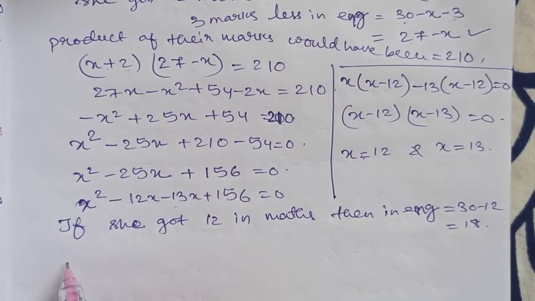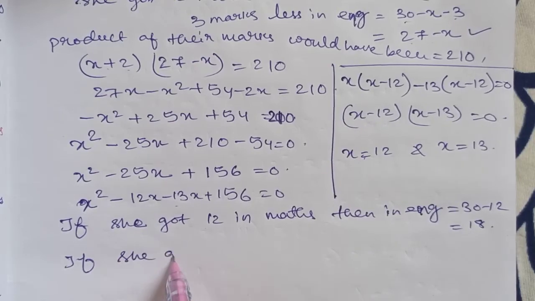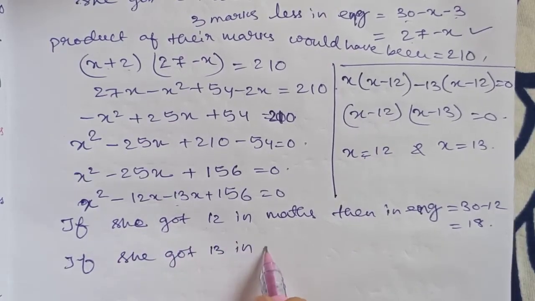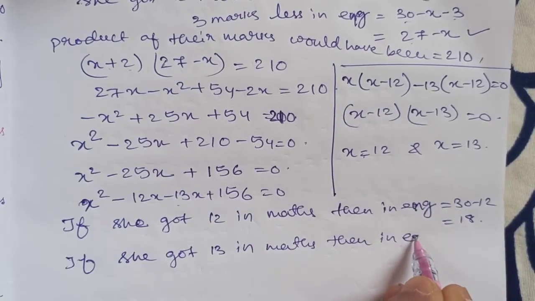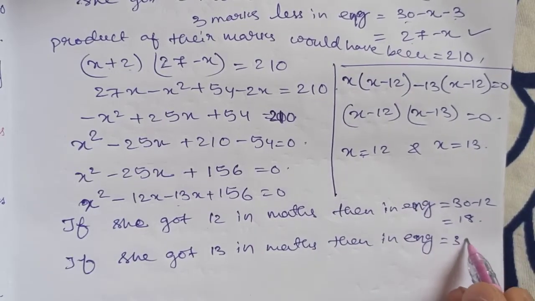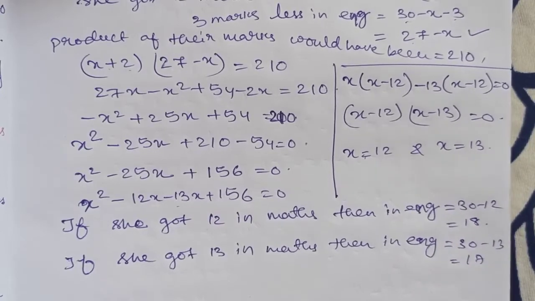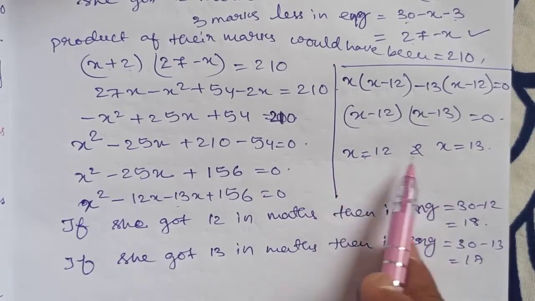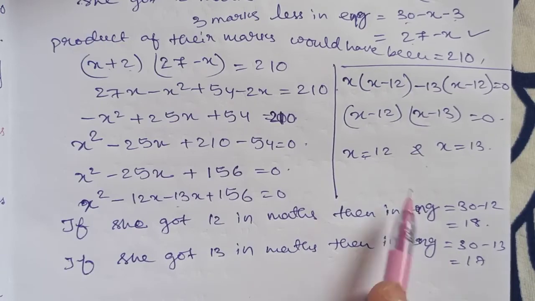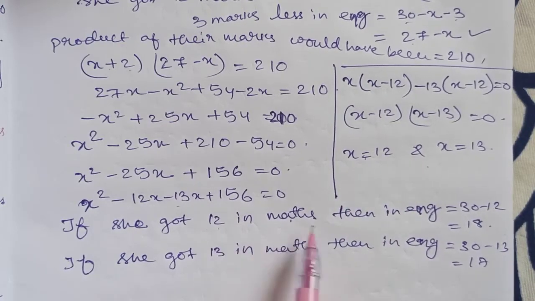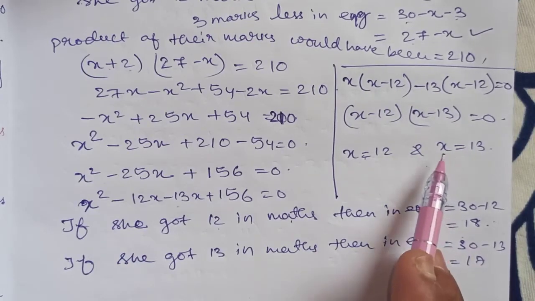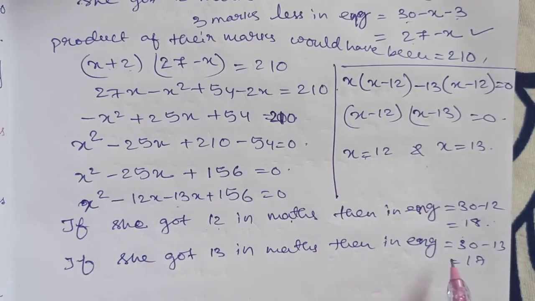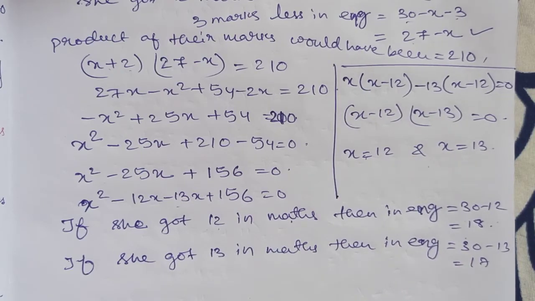Okay, and if she got 13 in maths, then in English it will be 30 minus 13, that is 17. Because both the values are positive, we have to take both. So if she got 12 marks in mathematics, then in English she might have got 30 minus 12, that is 18. If she got 13 in mathematics, then in English she will get 30 minus 13, that is 17. Okay, next question.